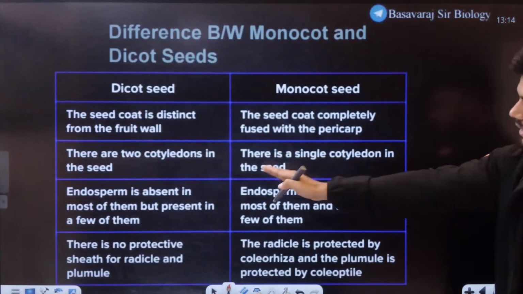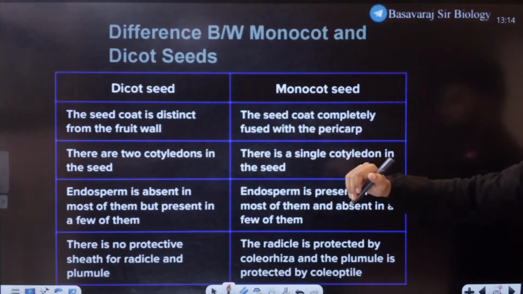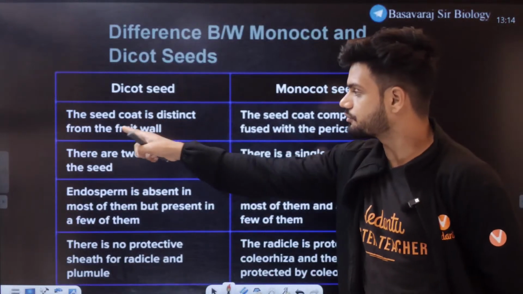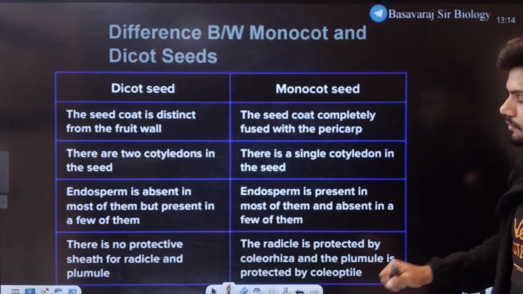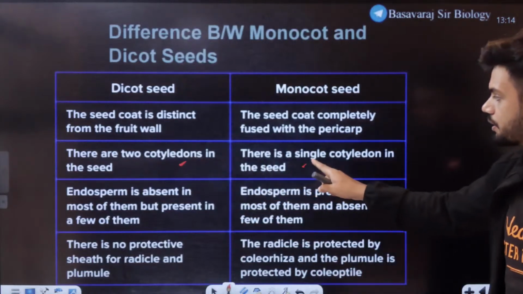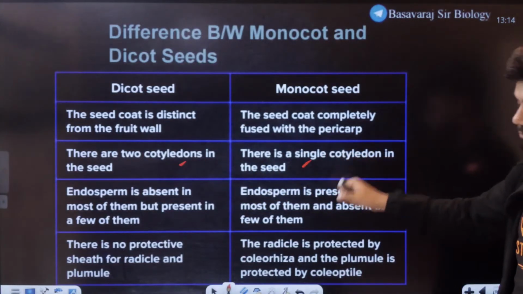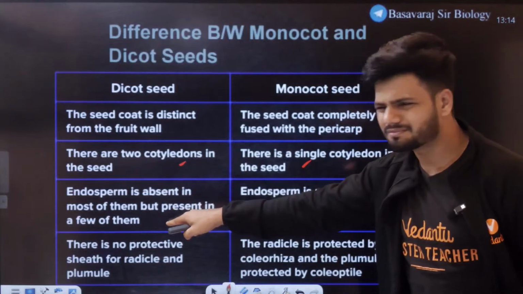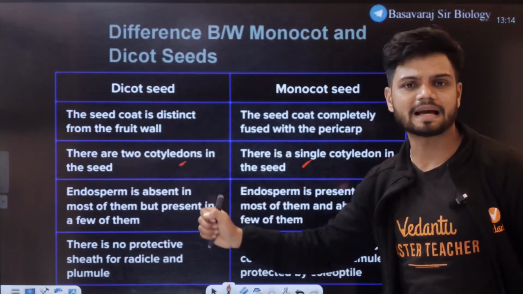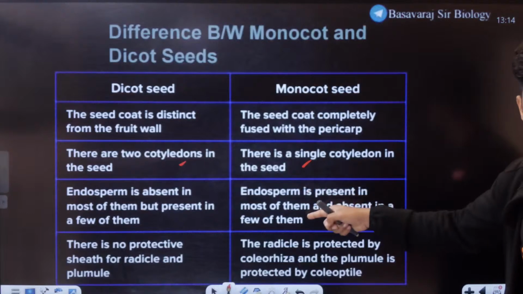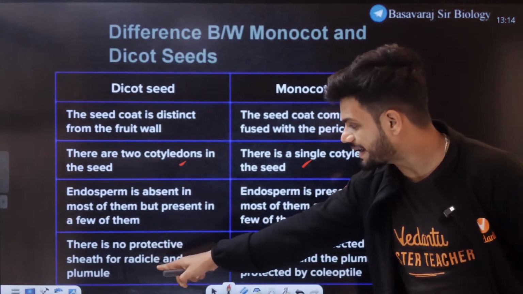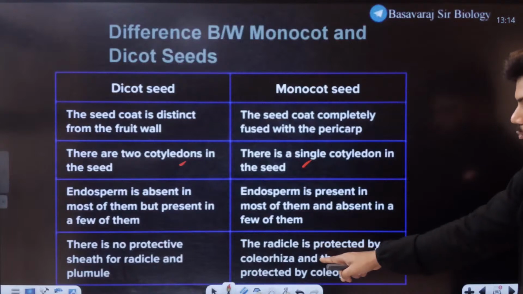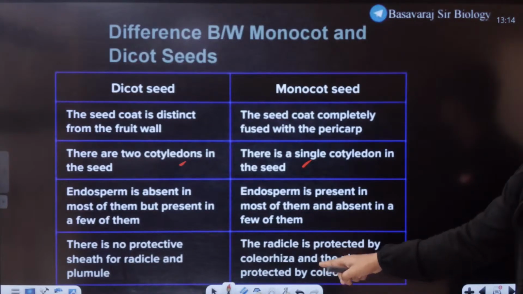Okay. Here's a quick difference between monocot and dicot. Seed coat is distinct from fruit wall; in monocots, seed coat is completely fused with the pericarp. Two cotyledons; single cotyledon, called scutellum here. Endosperm is absent except in castor; endosperm is present except in orchid. There is no protective sheath for radicle and plumule; there is coleoptile and coleorhiza here.